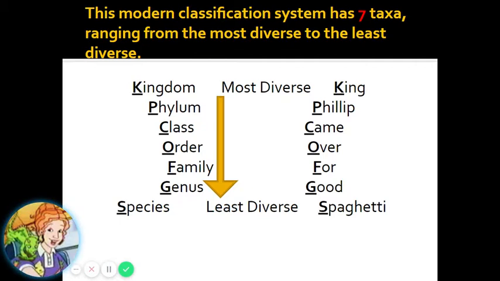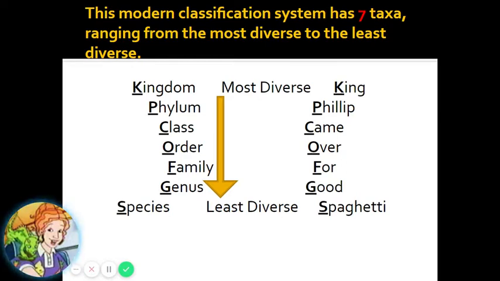So our modern system that was created by Linnaeus has 7 taxa, and you may have learned this before. There's a little way to remember this. Starting with the most diverse, you would have kingdom. For example, kingdom is going to include all animals. And then you go down: phylum, class, order, family, genus, and species. Species being the least diverse because that's only one single organism, like humans.